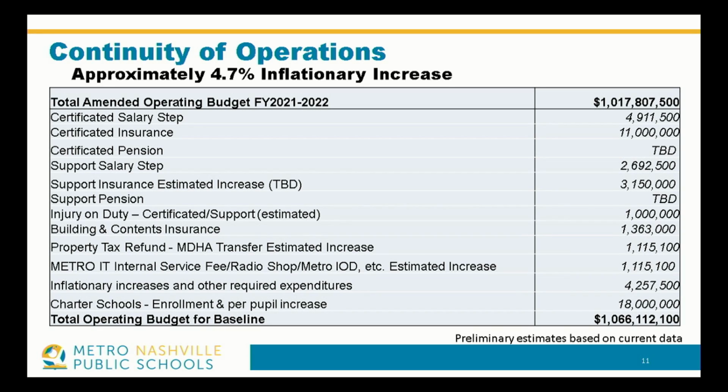Adding in there about $4 million for inflationary increases due to supply costs or sunsetting state and federal grants, along with our mandatory charter school estimated to be $18 million with anticipated new revenues and enrollment. That gives us a preliminary continuity of operations budget of $1.66 billion before we add a discretionary or aspirational budget expense.